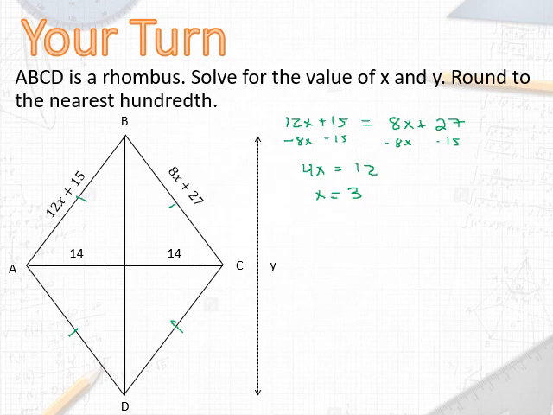So you know that all four sides of the rhombus should be congruent, and this is kind of a unique one because the adjacent sides are congruent as well. So now, y is the full length of the diagonal BD. We want to solve for that.